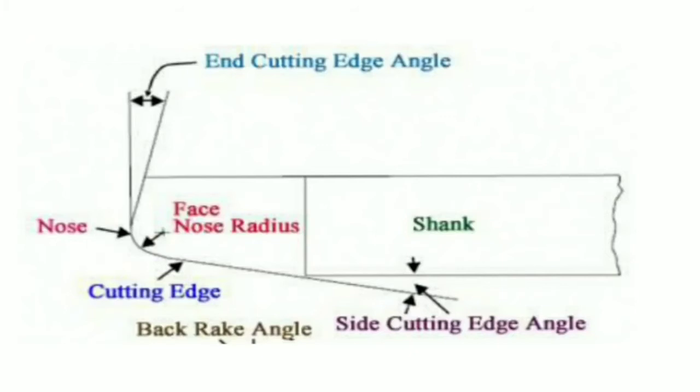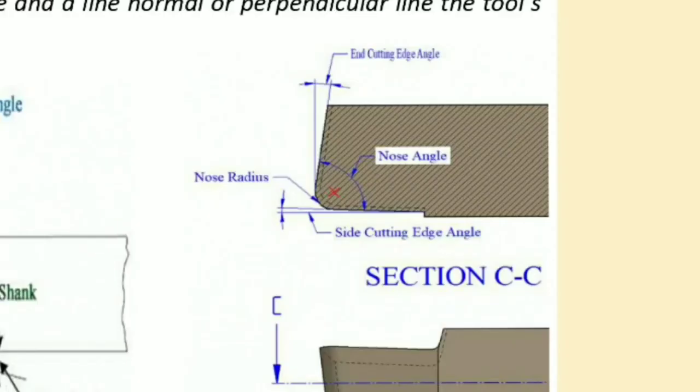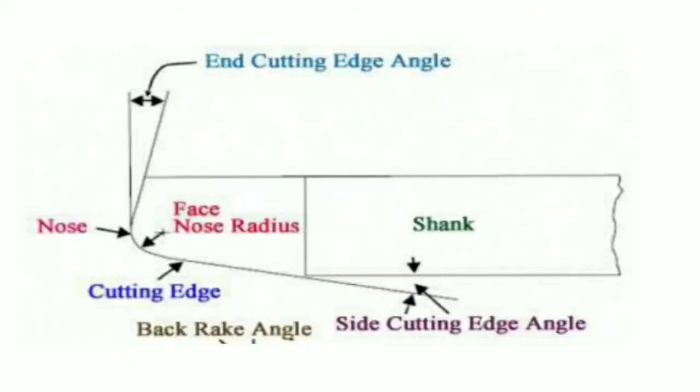The top view has two angles, that is side cutting edge angle and end cutting edge angle. Side cutting edge angle is the angle between the side cutting edge and a line drawn parallel to the shank, and it is also known as lead angle. Next, end cutting edge angle is the angle between the end cutting edge and a line drawn perpendicular to the tool shank.